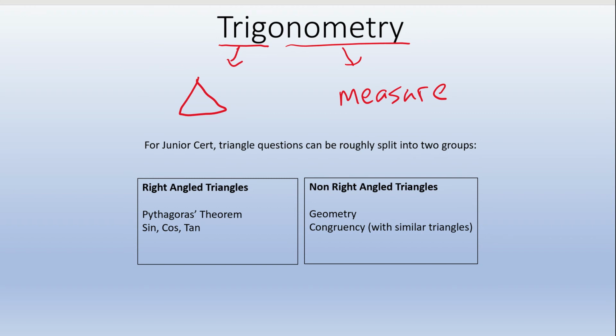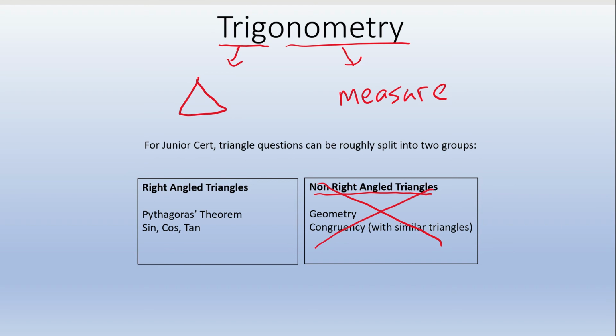And for your Junior Cert, we can basically break that into two groups. You've got your right angle triangles and then you've got your non-right angle triangles, like your isosceles or your scalene triangles. We're not going to look at these today. I'm going to do another video on those in a little while.